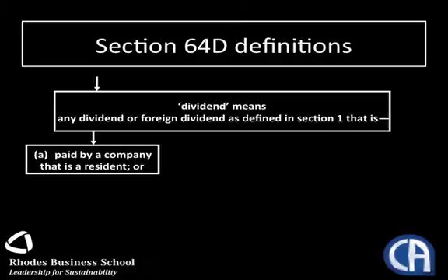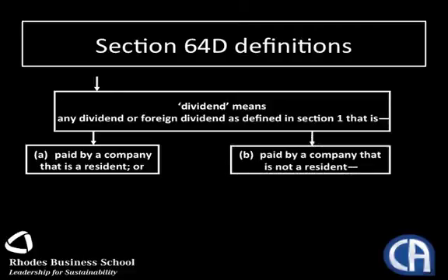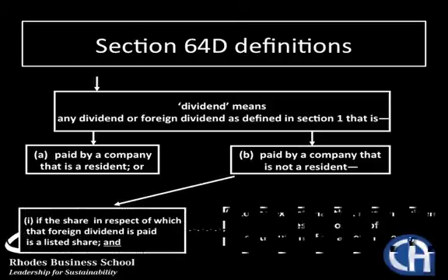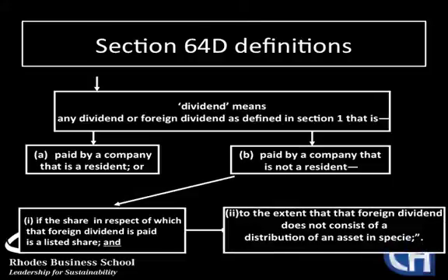For the nerds and CA candidates, it then continues: or paid by a company that is not resident, if the share in respect of which the foreign dividend is paid is a listed share, to the extent that the foreign dividend does not consist of an asset in specie. So the three blocks to the right there, unless you're dealing with foreign companies, you can go Control-Alt-Delete and just stay with paragraph A. It's nice and easy. But they still don't know what is a dividend. It just says a dividend is a dividend paid by a company that is resident.